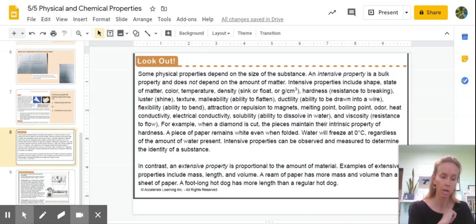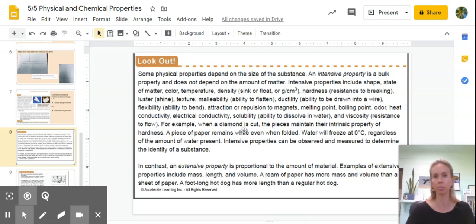For example, when a diamond is cut, the pieces maintain their intrinsic property of hardness. A piece of paper remains white even if it's folded. Water will freeze at 0 degrees Celsius regardless of the amount of water present. So intensive properties can be observed and measured to determine the identity of a substance regardless of the amount or the quantity of that substance that's present.